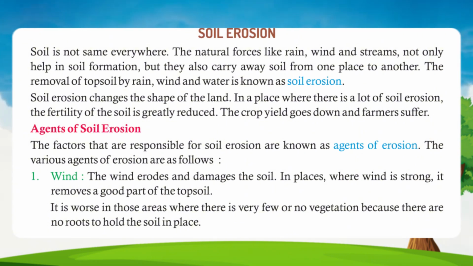Agents of soil erosion. The factors that are responsible for soil erosion are known as agents of erosion. The various agents of erosion are as follows. 1. Wind. The wind erodes and damages the soil. In places where wind is strong, it removes a good part of the topsoil. It is worse in those areas where there is very little or no vegetation because there are no roots to hold the soil in place.